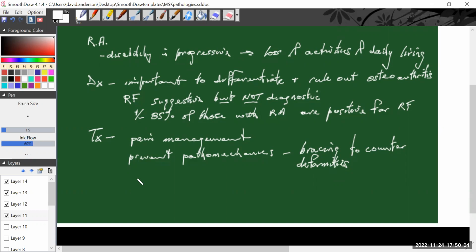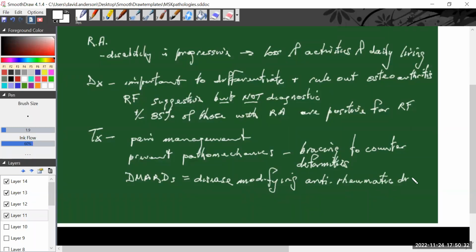There's a whole classification of medications that some of you, I don't know where you are in your pharmacology, but there are a classification of medications that are called the disease modifying anti-rheumatic drugs. So these are pretty specific, pretty potent types of medications.